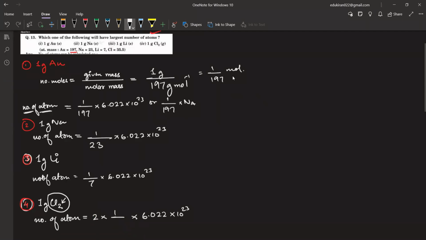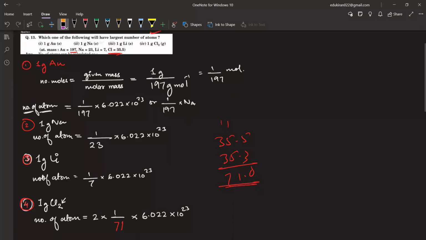35.5. Ayesha, 70, right? You have 2 chlorines, right? So this will be 71, not 70 to be exact. 35.5 plus 35.5 will be equal to 71. Got it now? Yes, sir.